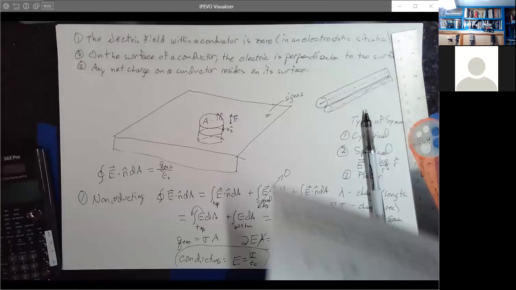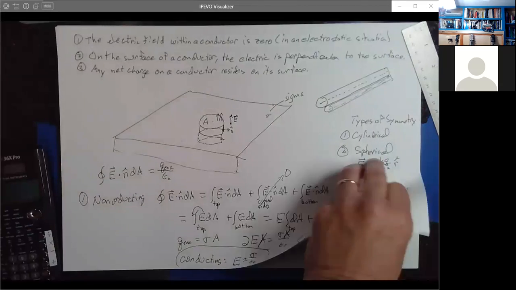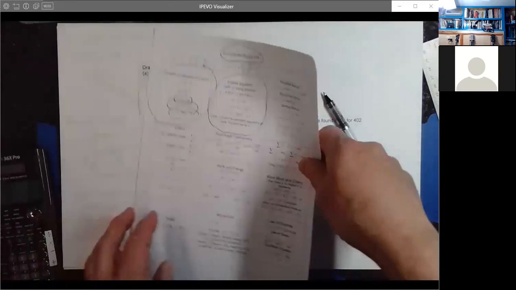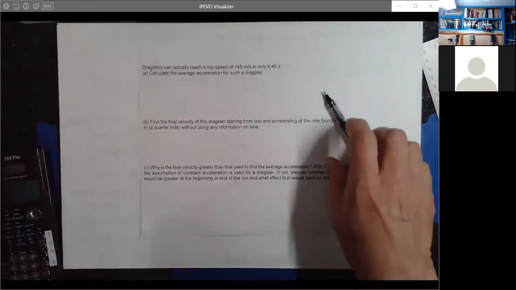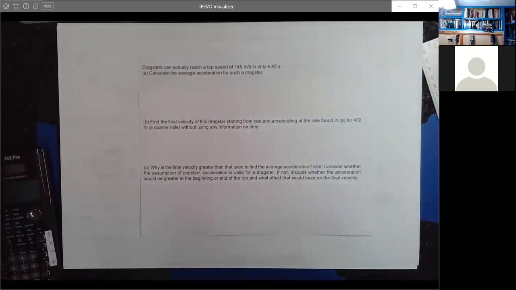This is stuff from the other class. Some more stuff from the other class. Dragster problem. And here are our formula sheets. We'll use those from time to time. So, first problem: dragsters can actually reach a top speed of 145 meters per second in only 4.45 seconds. Calculate the average acceleration for such a dragster.